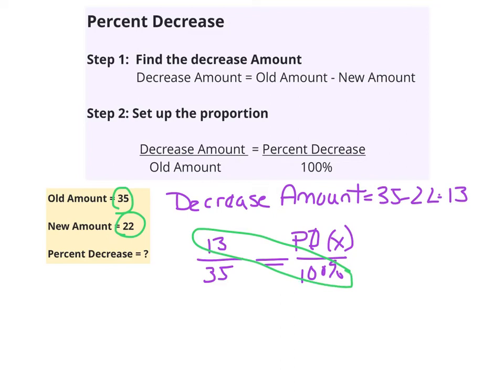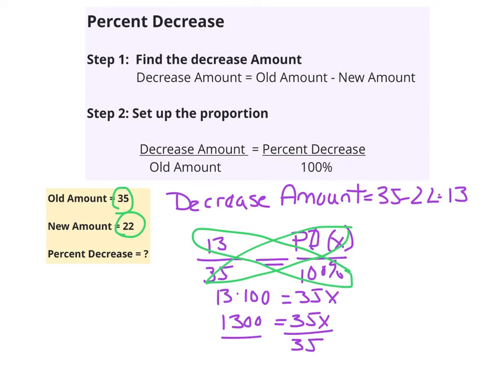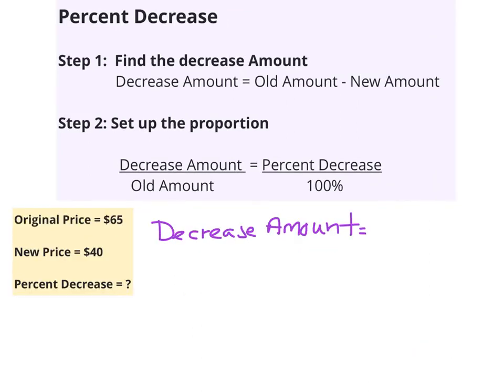Cross multiply, 13 times 100 is on one side of the equation, and our unknown times 35 is on the other side, 35x. We multiply 13 times 100 and we get 1300 is equal to 35x. Divide both sides by 35, and we get our percent decrease is equal to 37.1%. All right, let's look at our next problem on percent decrease.